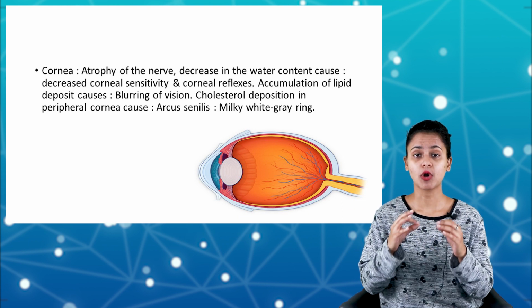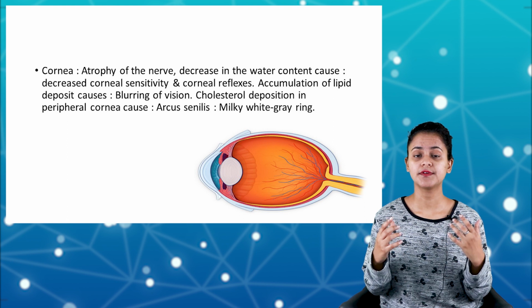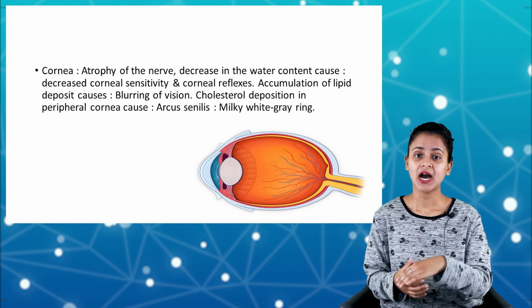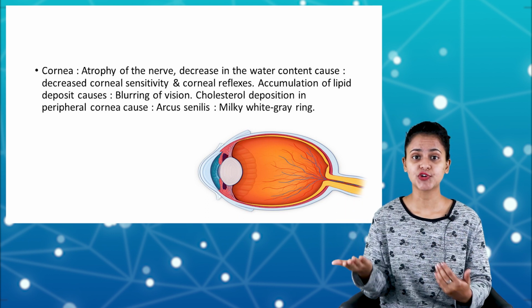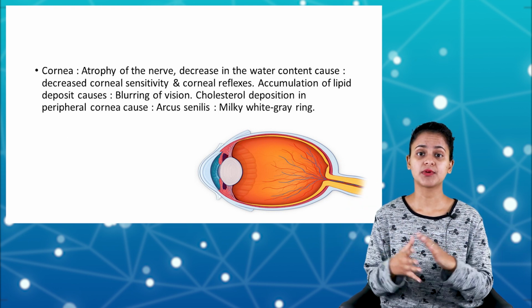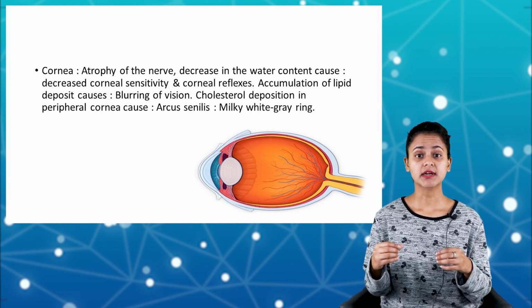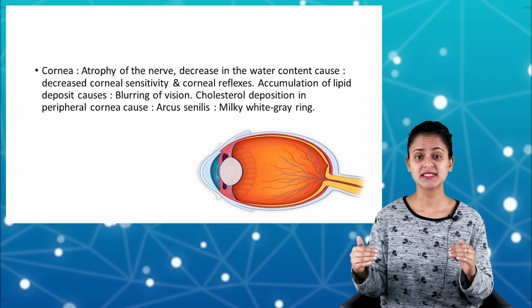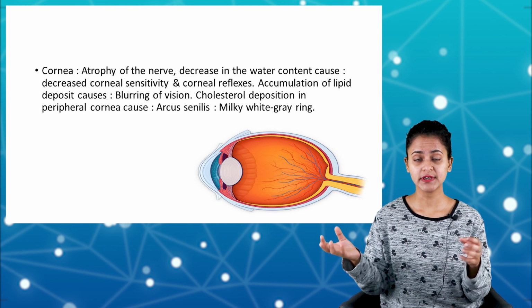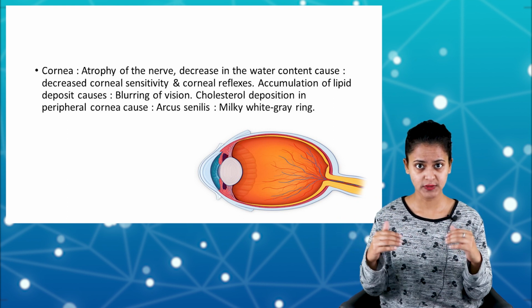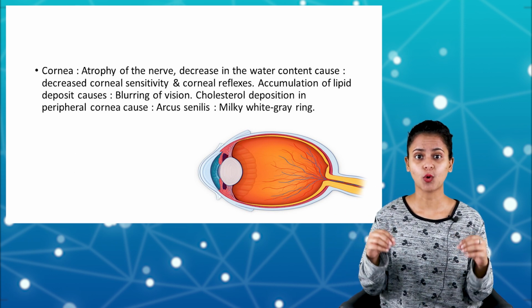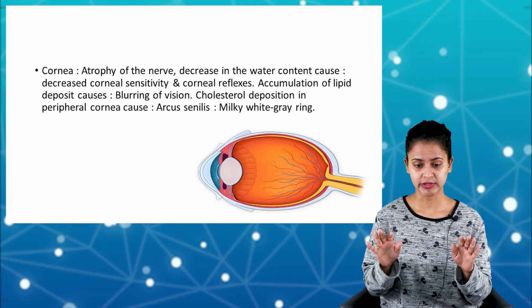The next comes cholesterol deposition in the peripheral cornea, which often will be noted, which will ultimately cause a milky white gray ring over the eyes. That is when a person will be suffering from arcus senilis. So that is how it is a very common and normal finding among the older individual. Now if it is affecting the eyesight of the individual, we may suggest them to go for a medical or surgical therapy to clear the arcus senilis.